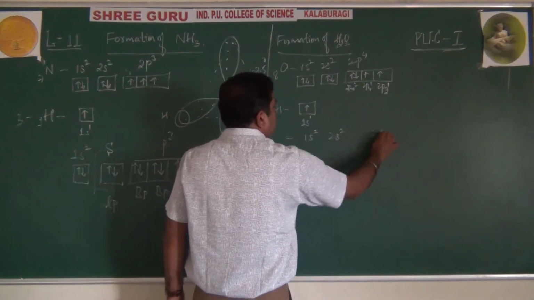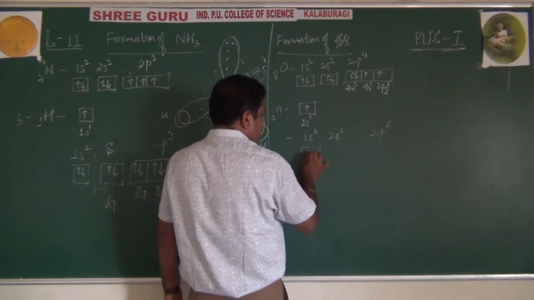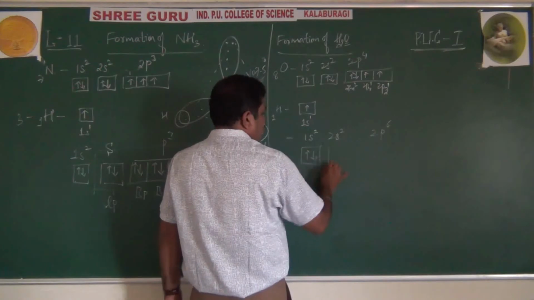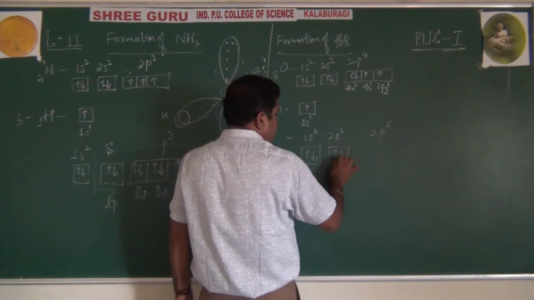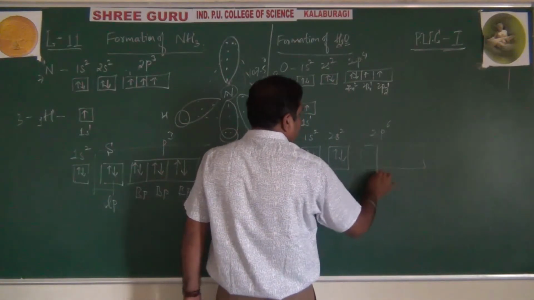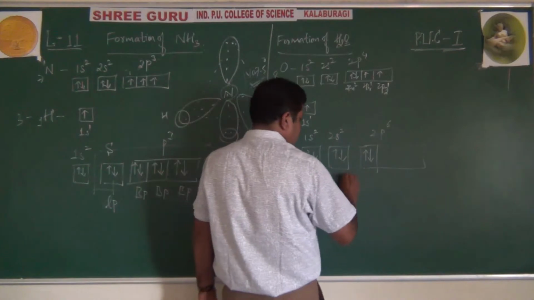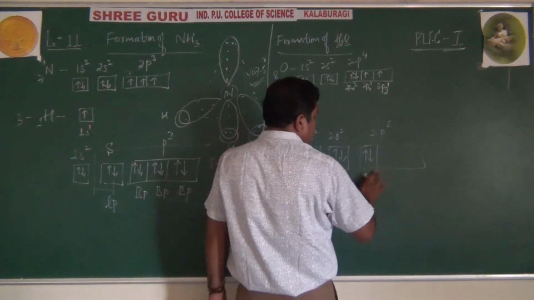and will form 1s2, 2s2 and 2p6. This 1s2, 2s2 is already paired. In 2px also, 2px2 is already there. They are called LP. Now the remaining two, see.